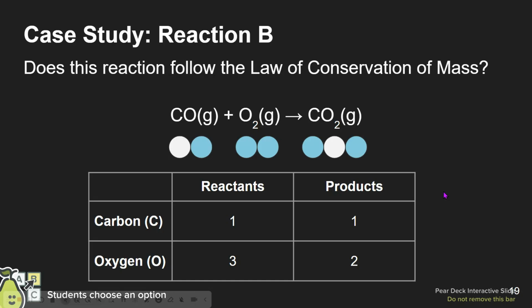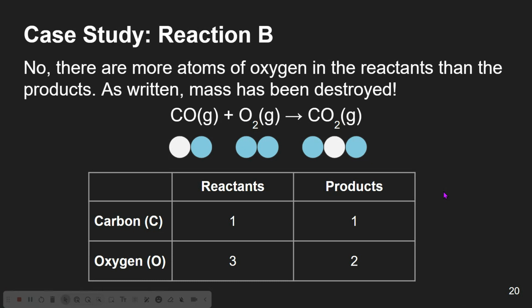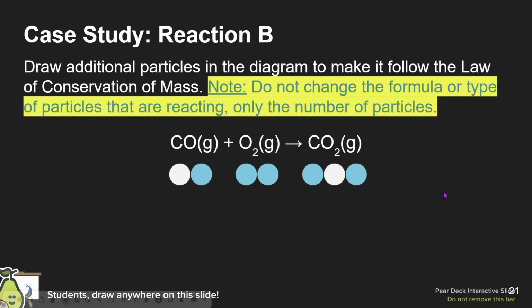We'll start off with some particle diagrams, and then ultimately you could probably walk away from that visual representation and just look at the numbers. So as we said, there's more oxygen on the reactant side than the products, and as it's written, mass has been destroyed, and we know that that's not going to happen. So here we need to figure out a way to remedy that problem. The way that we fix this problem is by drawing in additional particles in the diagram to make it follow the law of conservation of mass.